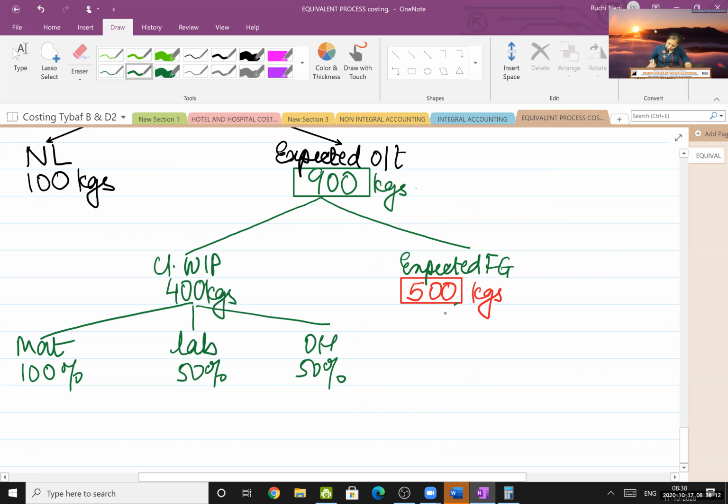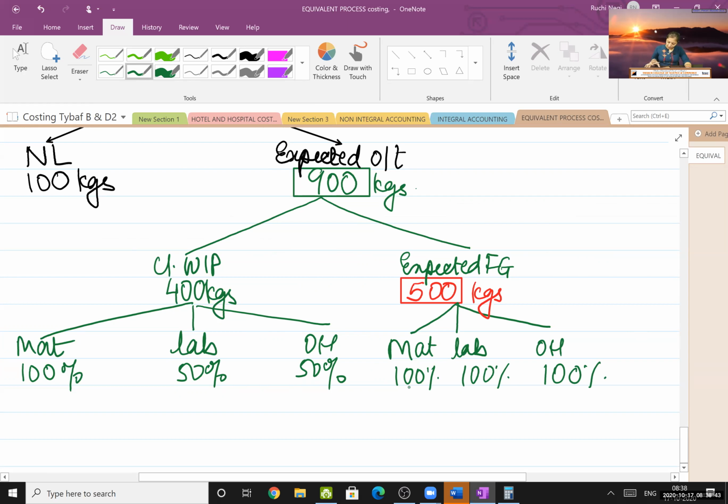And then this 500: material, labor, overheads. It's expected finished goods. It will be converted into finished goods, right? So the degree of completion, we will assume 100, 100, 100.